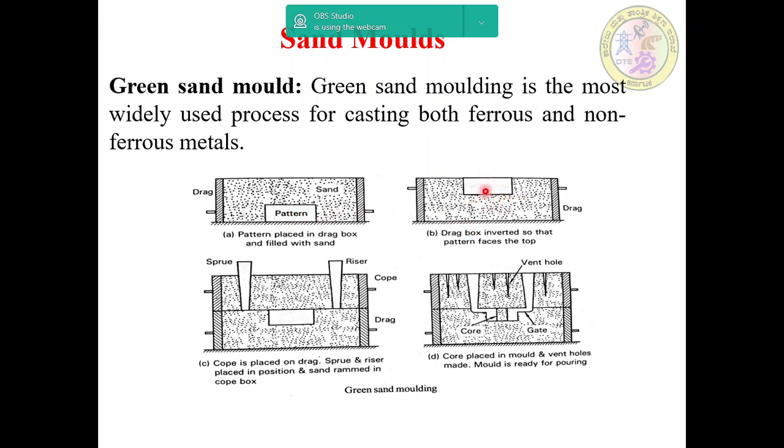After that, above this drag box you have to place the cope box. Before that you have to again sprinkle the parting sand, so that the cope box will not stick to the drag box. Afterwards you place the cope box above the drag box. In proper locations you place the runner, sprue and risers, and then you fill the sand into the mold box.